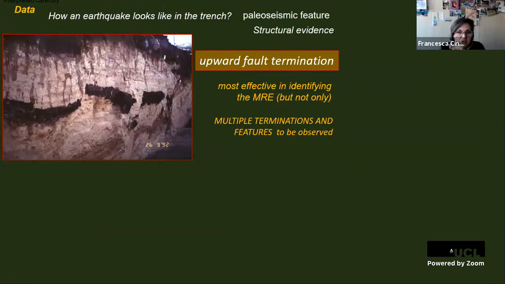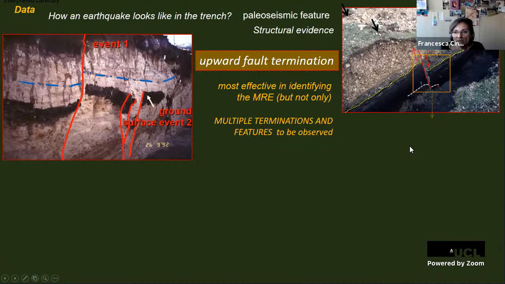Another palaeoseismic feature, a structural evidence inside the trench to set the event horizon, is the upward fault termination, which is most effective in identifying the most recent event, but not only. In one case, a fissure forms at the ground surface with event 2, and then the horizontal younger deposits are offset along a different trace with a successive event.